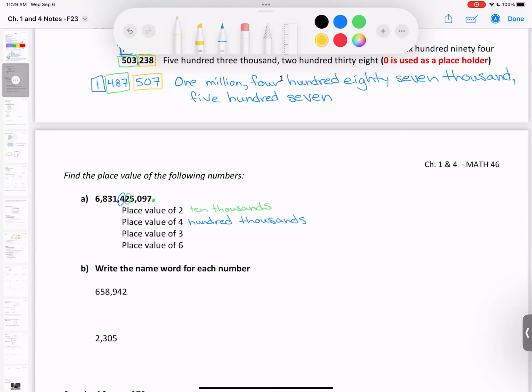Okay, let's do those next 2 together now. So the place value of the 3. So here's the 3. So we were dealing with ones, then thousands, and then this is millions. So that middle digit in the millions then is going to be 10 millions. Oh, I'll do that in yellow. 10 millions. And last one there, we've got 6. And so that's going to be the billions.